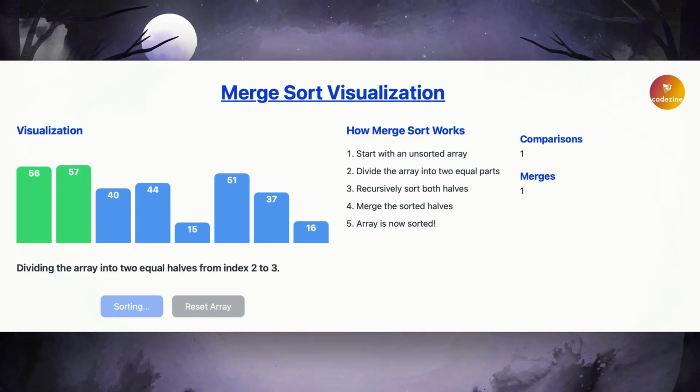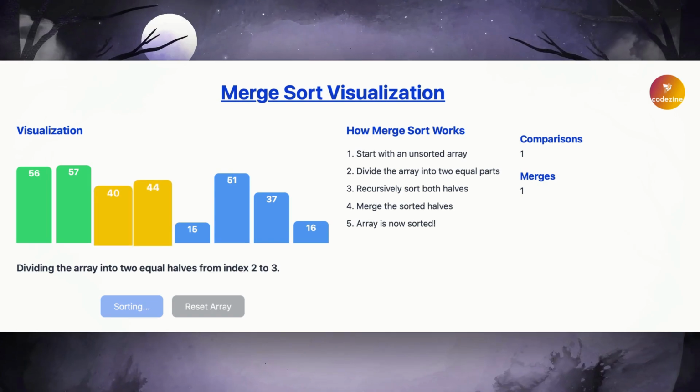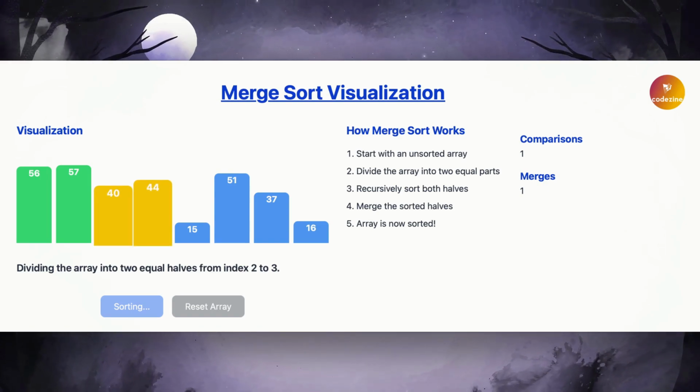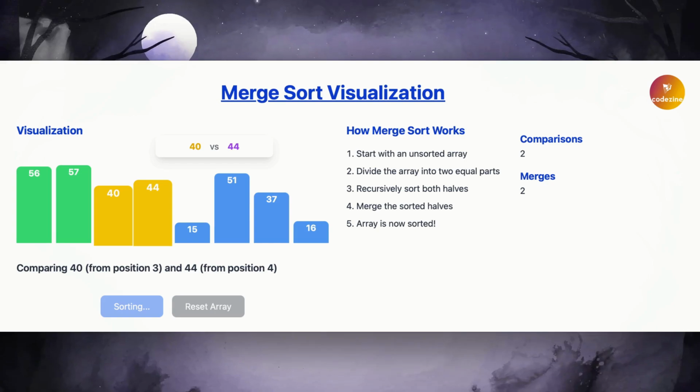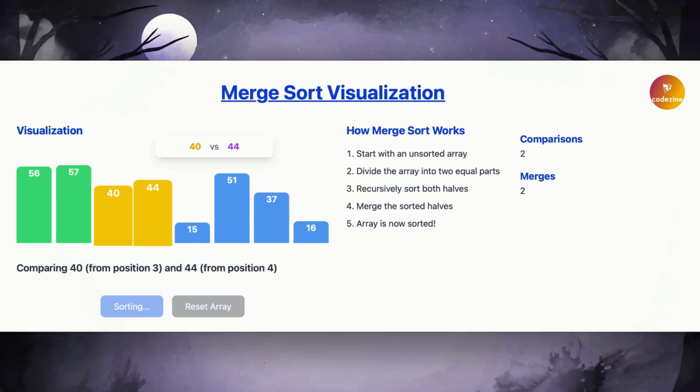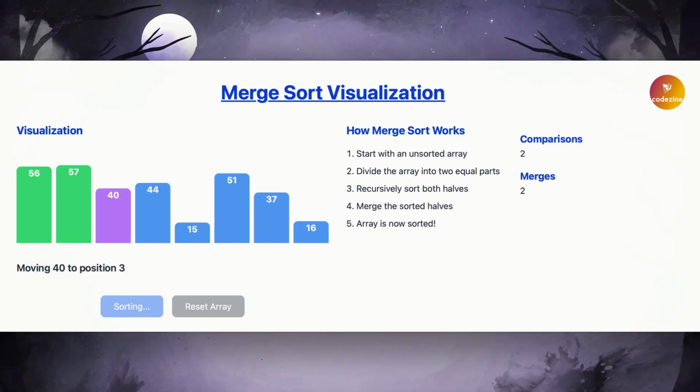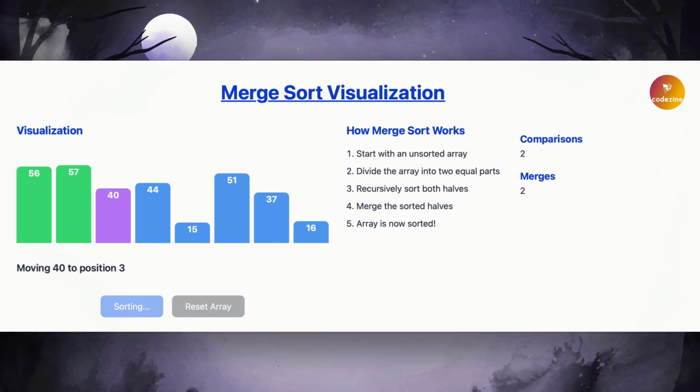Dividing the array into two equal halves from index 2 to 3. Comparing 40 from position 3 and 44 from position 4, moving 40 to position 3, moving 44 to position 4.